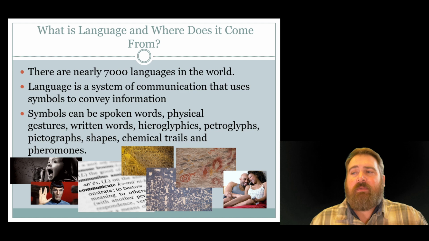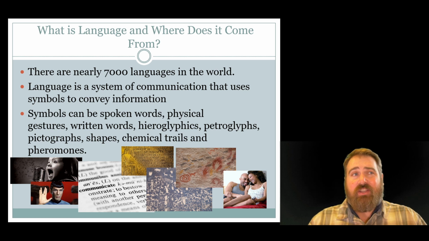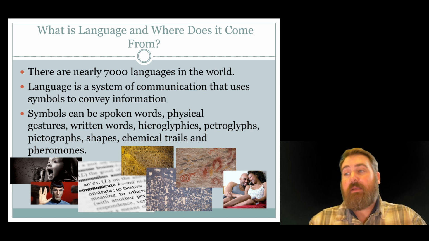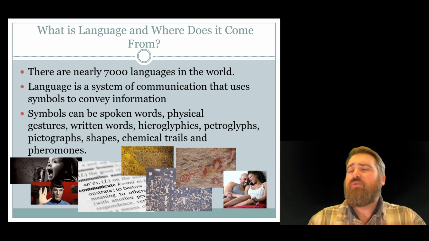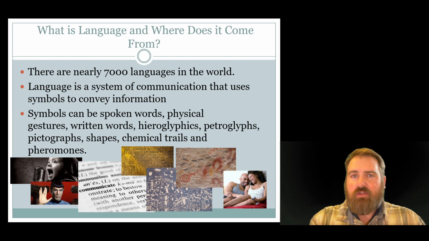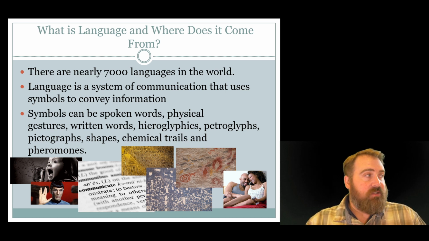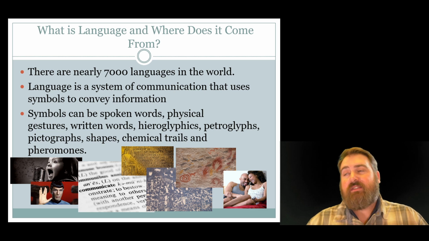So language is a system of communication that uses symbols to convey information. What does that mean? Well, the spoken word, the written word, hand gestures, physical gestures, petroglyphs, pictographs, hieroglyphics, different shapes can convey information, chemical trails, and pheromones, which we don't usually dive into very much, because other species oftentimes use that as their main form of communication, but we do include those in language as well, because certain smells can give indicators of this is a good thing, this is a bad thing, this is a romantic thing, right? So yeah, that we also include.